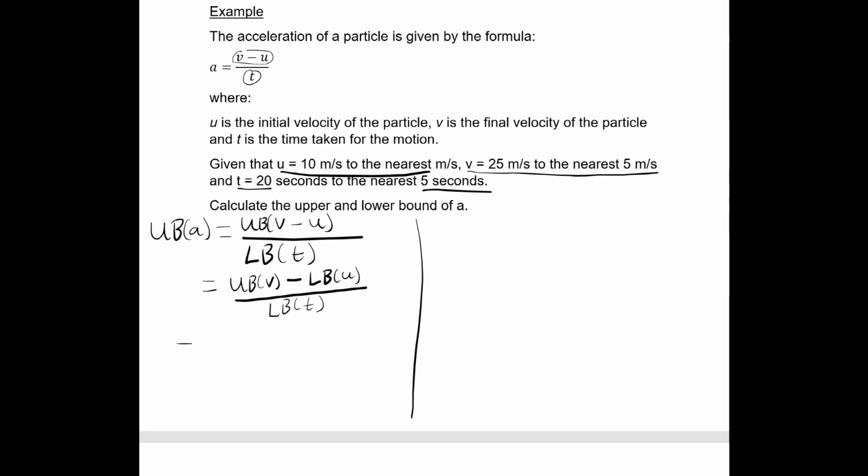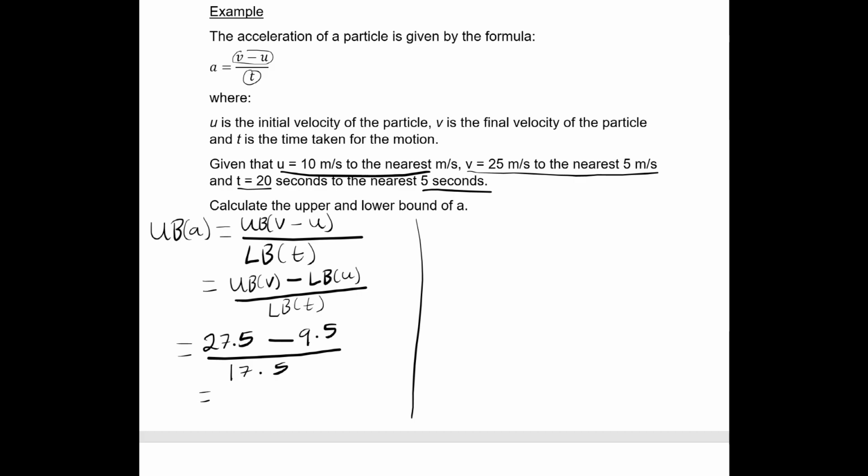And now we can put the numbers in. The upper bound of v, 25 to the nearest 5 meters per second. As we saw before, we need to add on half of 5, which will give us 2.5. So we end up with 27.5 as our upper bound for v. Take away the lower bound for u. This is to the nearest meter per second. So the lower bound of u is just 9.5 meters per second, divided by the lower bound of t, 20 seconds to the nearest 5 seconds. So we need to do 20 take away 2.5, which is going to be 17.5.